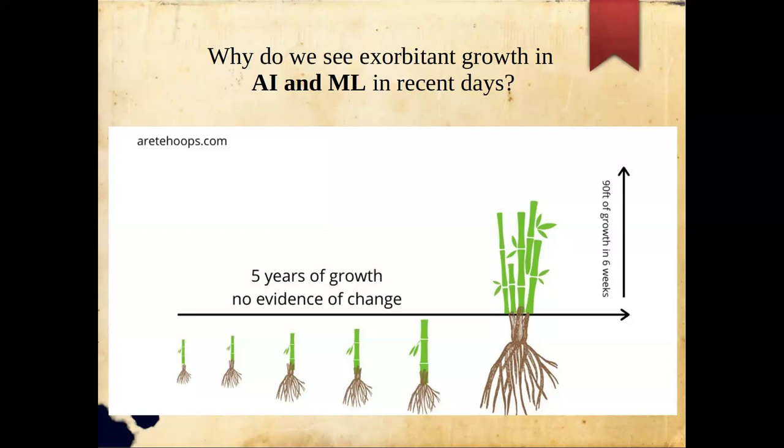So why do we see the exorbitant growth in AIML in recent days? And here, my dear friend, the phenomenon is very much like the bamboo tree phenomenon. As you know, Kaushik already told you that I'm coming from the countryside. So during our childhood days, we often observed this particular phenomenon that a bamboo tree simply does not grow in the first 5 years. You simply do not know that there is a sapling of a bamboo tree. Then all of a sudden, within 5-6 weeks, it starts growing. A similar thing happened in AIML also.